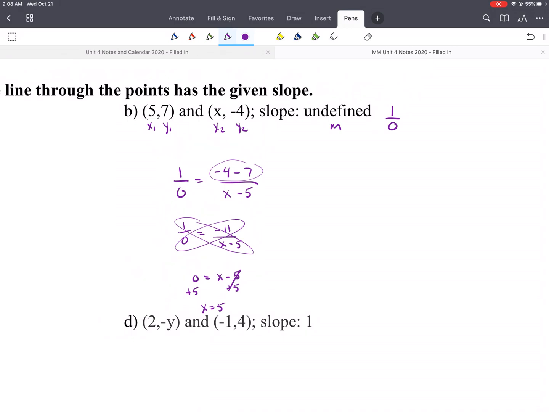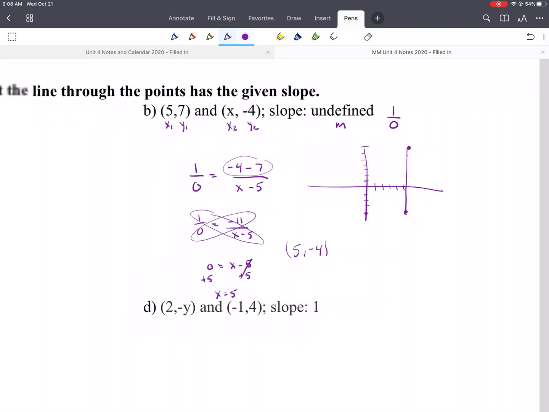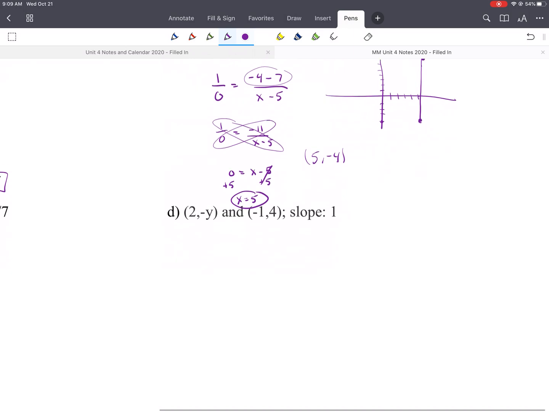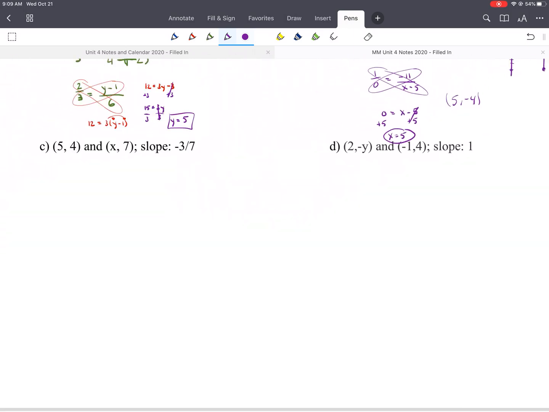If we had these points, and it's undefined, let me just draw a little picture. If this was 1, 2, 3, 4, 5, and 1, 2, 3, 4, 5, 6, 7. So here's that first point. And then we just found out that the second point is 5 comma negative 4. So that's here, and we'll go 1, 2, 3, 4, so it would be right here. It'd be a vertical line. The equation for that, which we'll talk about in the future, would be x equals 5. It doesn't matter what y is, x will always be 5. So pause and see if you can try C and D, and then that will be it.